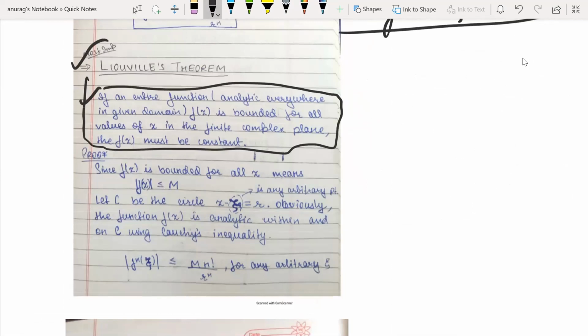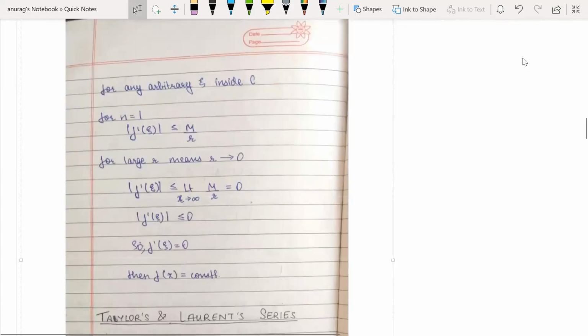If a function is an entire function, meaning analytic everywhere in a given domain. A function f(z) is called an entire function if it is analytic everywhere. Remember this point, it can be asked in an objective question: which is an entire function? A function which is analytic everywhere, and f(z) is bounded for all values of z. Bounded means it has a maximum or minimum value in the finite complex plane, meaning infinity is removed from the plane. Then f(z) must be constant. So it is a very simple proof. You can directly take it as I told you.